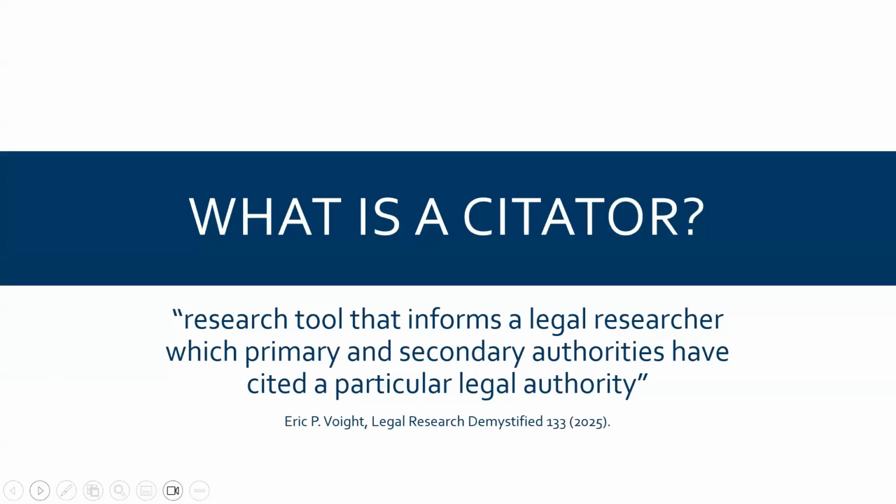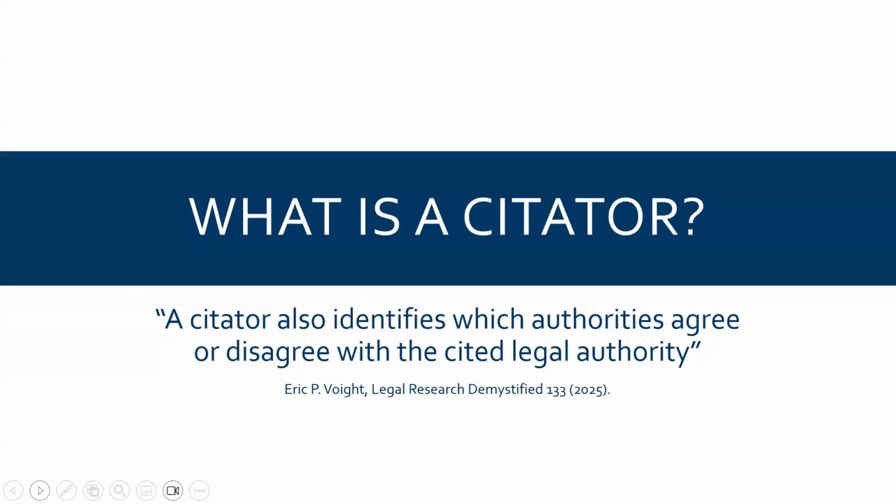From your reading of Chapter 8, you will be familiar with Voigt's definition of a citator, which is a research tool that informs a legal researcher which primary and secondary authorities have cited a particular legal authority. A citator is not only for finding similar cases. As Voigt tells us, a citator also identifies which authorities agree or disagree with the cited legal authority. A citator is a signal system that explains if a case has been overruled or is still good law.